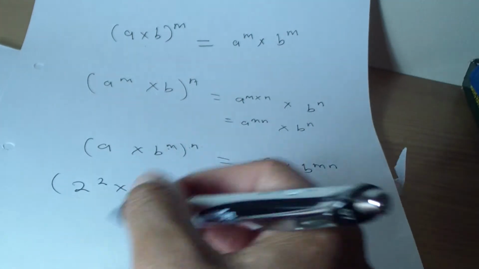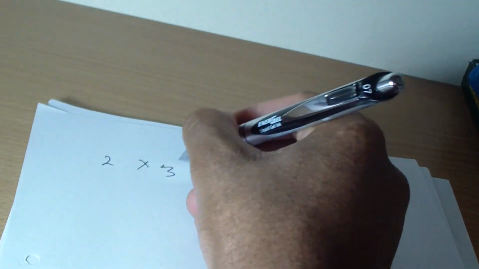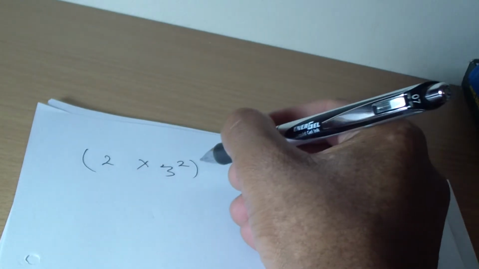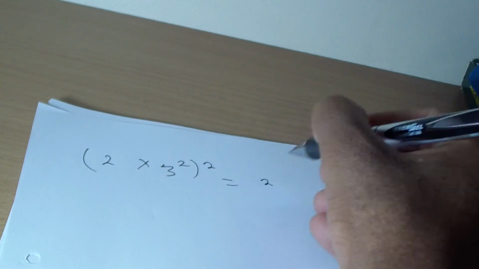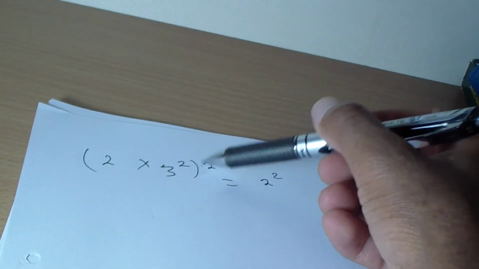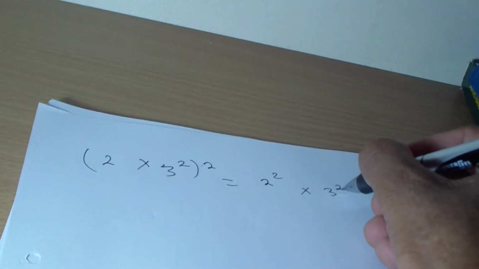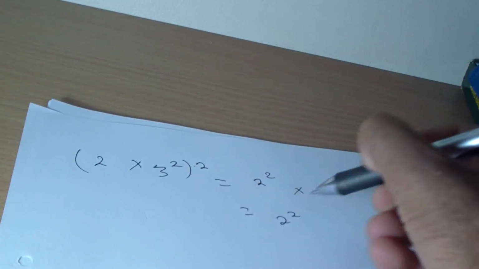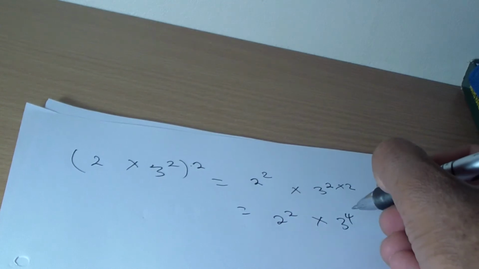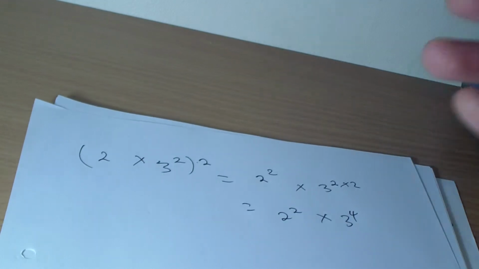Or I can have 2 times 3 to the power 2, everything raised to the power 2. This is simple. I now know that this is 2 to the power 2, this 2 raising that 2, multiplied by 3 to the power 2 that we already have, raised to another power 2. So this becomes 2 to the power 2 multiplied by 3 to the power 4. Okay, simple stuff.